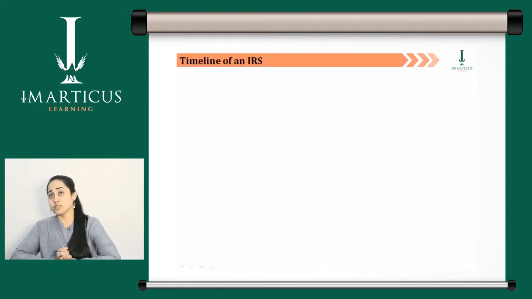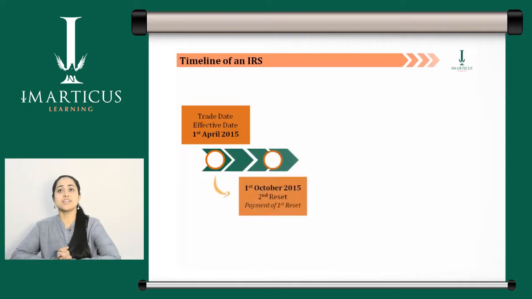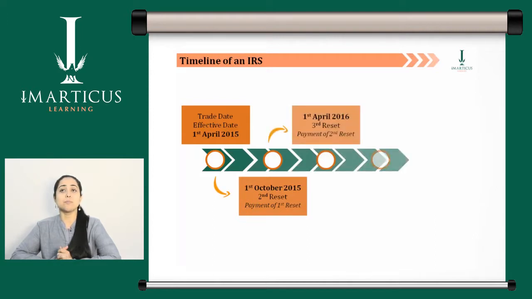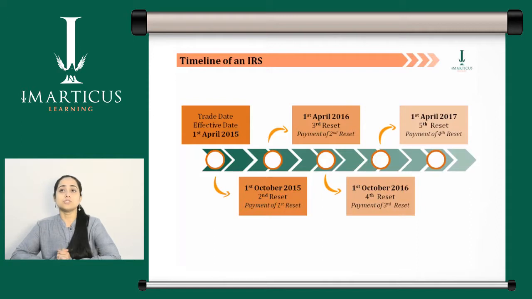The timeline shown on the screen gives a pictorial view of an interest rate swap based on the example shown earlier. The trade date is 1st April 2015, which is also the effective date. The reset is semi-annual, which means the interest will be exchanged twice a year. The first reset payment is done at the next reset date, which is 1st October 2015. The next reset is on 1st April 2016, which is when the payment for the previous 6 months will be made. This will continue till the termination date, which is April 2020.